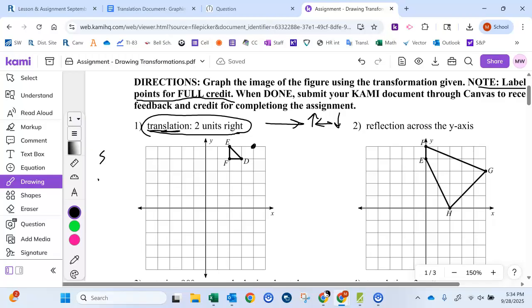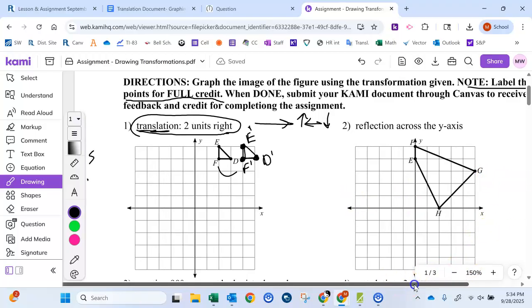So E would go this way, right? Remember, I've got to put E and E prime to get full credit. So F would come over here, F prime, D would go 1, 2, D prime, okay? And then you would just put together the figure, and that's it. So that's how you're going to show your work and show that you understand the process.